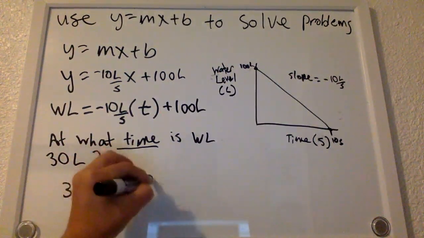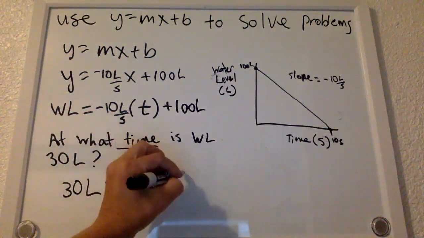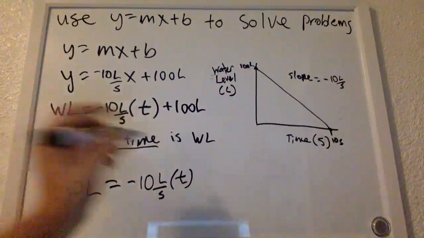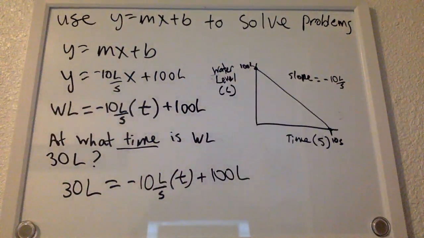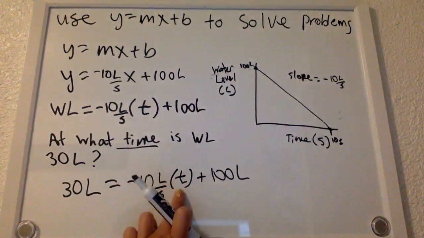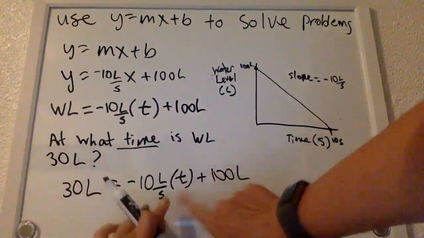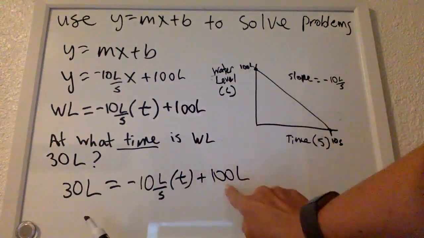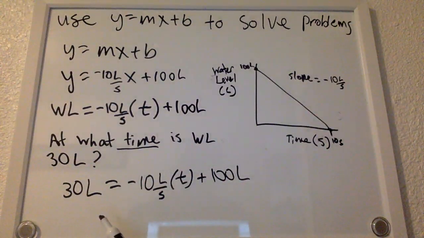My slope is the same, -10 liters per second. My time I'm solving for, so I'm just going to leave it as a t plus 100 liters. Now, this just requires a couple different steps than the last one. The first thing is we're trying to solve for t, so we've got to get rid of the things that are on the same side as the t. I want to move this 100 liters over to this side.